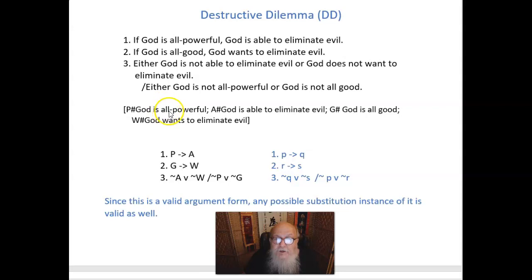Here we have our little dictionary. Right? P, God is all-powerful. A, God is able to eliminate evil. G, God is all good. W, God wants to eliminate evil. Premise 1 is if P then A. Premise 2, if G then W. Premise 3, either not A or not W. Conclusion, either not P or not G. Which gives us if P then Q, if R then S, not Q or not S, therefore not P or not R. And since this is a valid argument form, any possible substitution instance of it is valid as well.